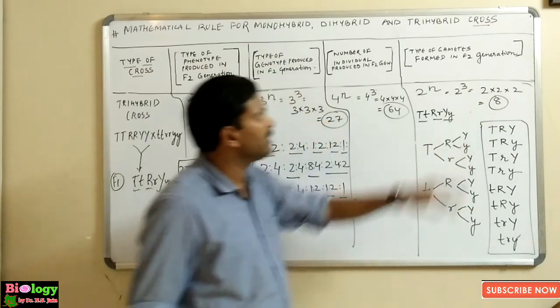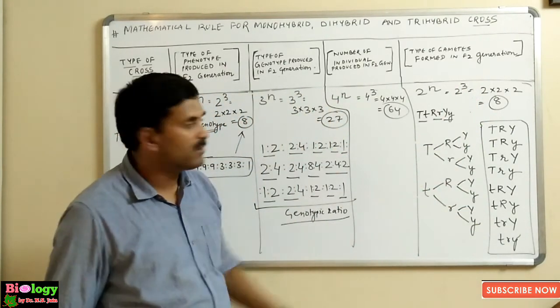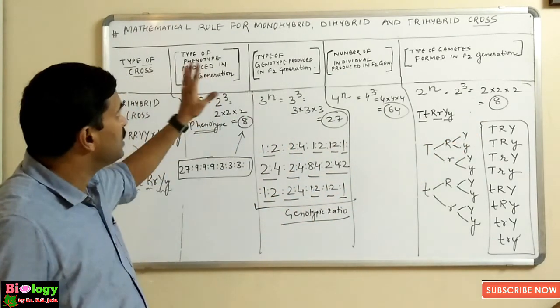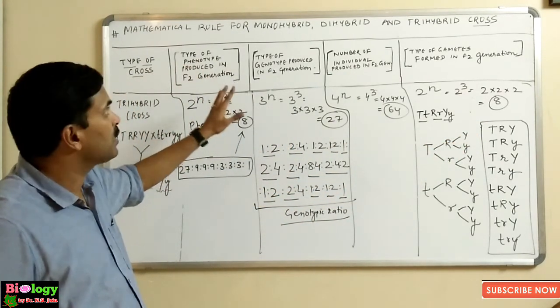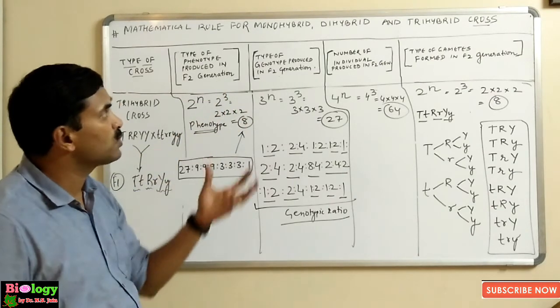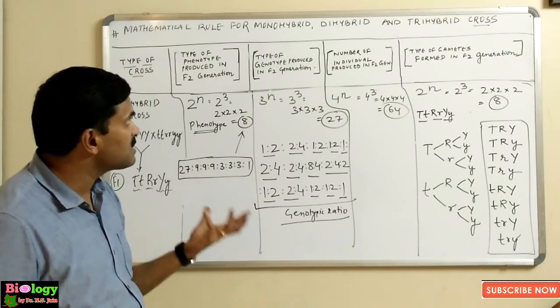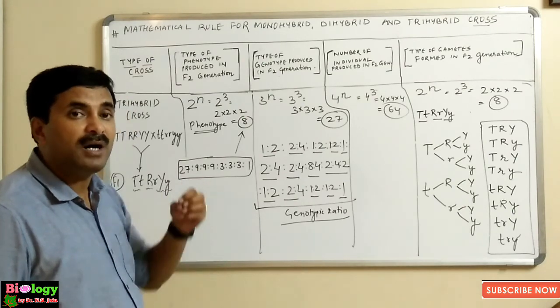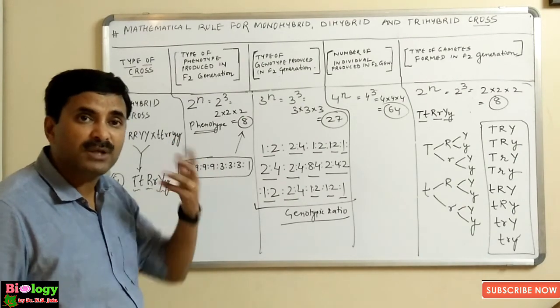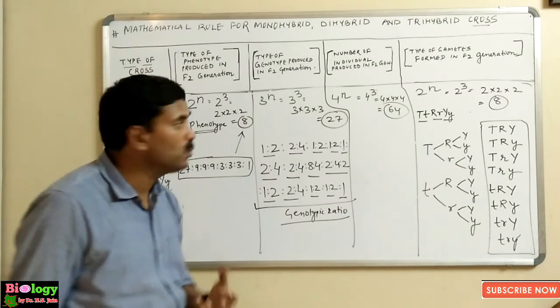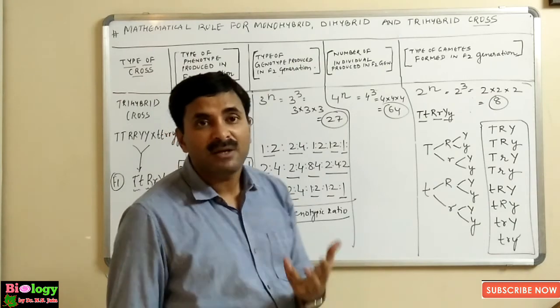I have directly calculated the number of types of gametes produced in the F2 generation, that is 8. Okay, so students, this was the simple mathematical rule for knowing the information about the monohybrid cross, dihybrid cross and trihybrid cross. By using this method we can easily know the number of phenotypes, genotypes and gametes produced in the F2 generation, and also the number of individuals produced in the F2 generation.